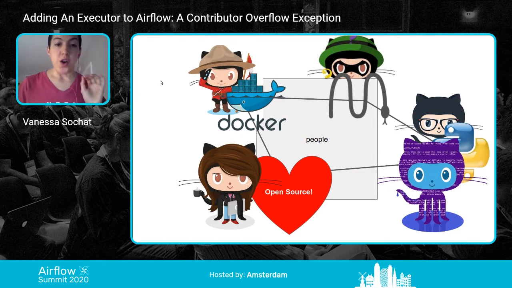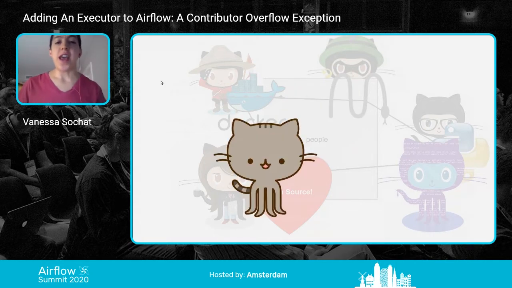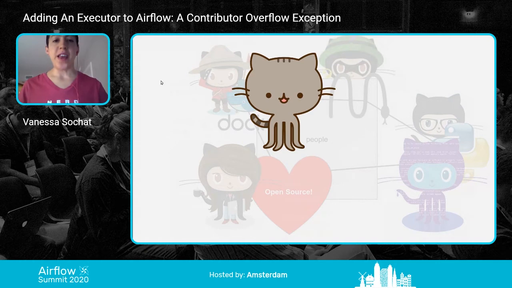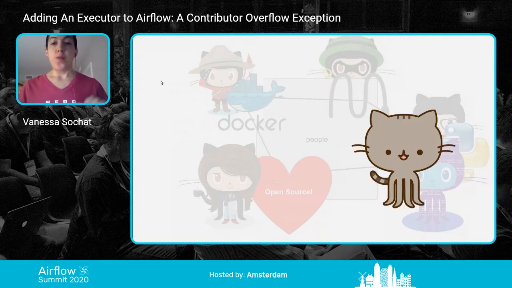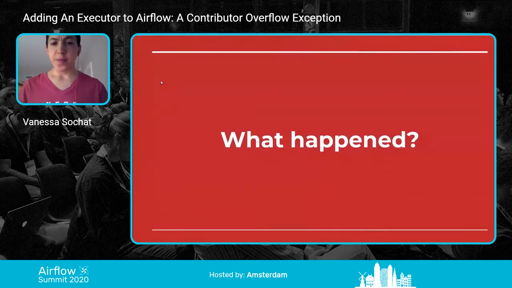Now let's introduce a new player in this open source landscape, the open source developer. This is Pushinicat. Now, Pushinicat isn't really tied to one specific community, but she sort of dances around this open source landscape and finds interesting connections between projects to work on. So Pushinicat is going to be the main character in our story today. So what happened to Pushinicat?